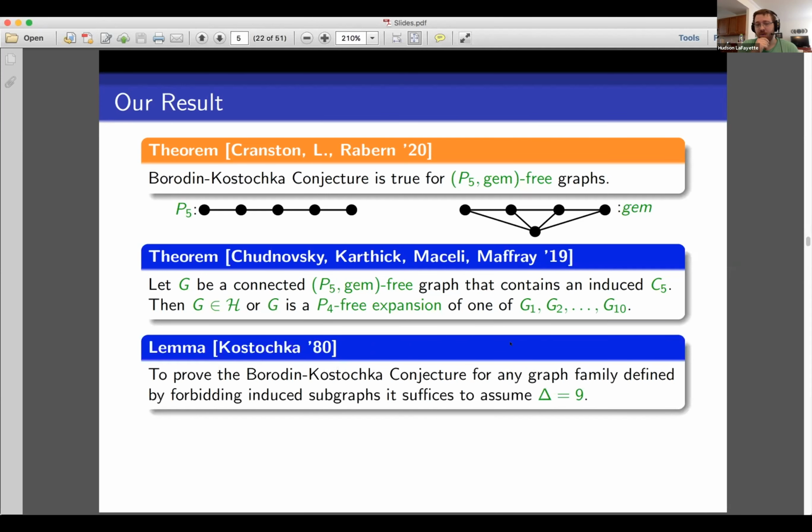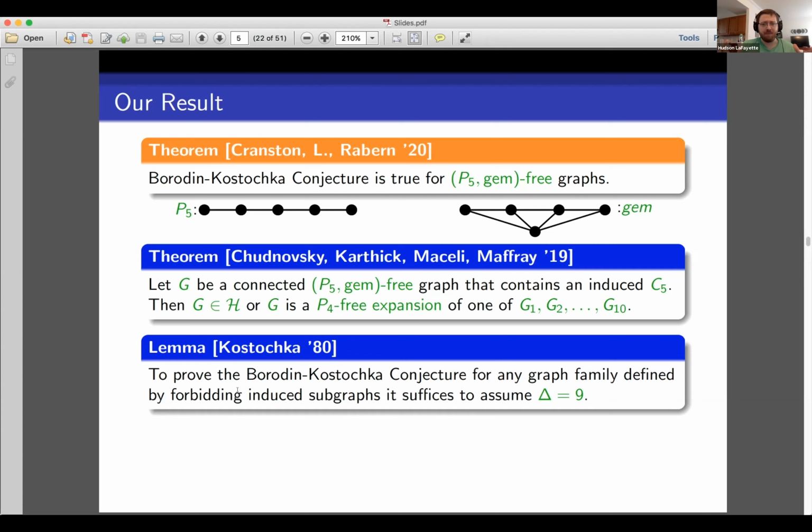Then the next big pillar of our proof was the fact that Borodin or Kostochka proved in the 80s that if you're trying to prove the Borodin-Kostochka conjecture for a graph family defined by forbidden induced subgraphs, it suffices to assume delta equals 9. Basically, he did the inductive step. We just have to do the base case. And in fact, this is stronger. You don't have to do forbidden induced subgraphs, any hereditary class of graphs. If you're trying to prove this conjecture for any hereditary class of graphs, you can assume the base case.